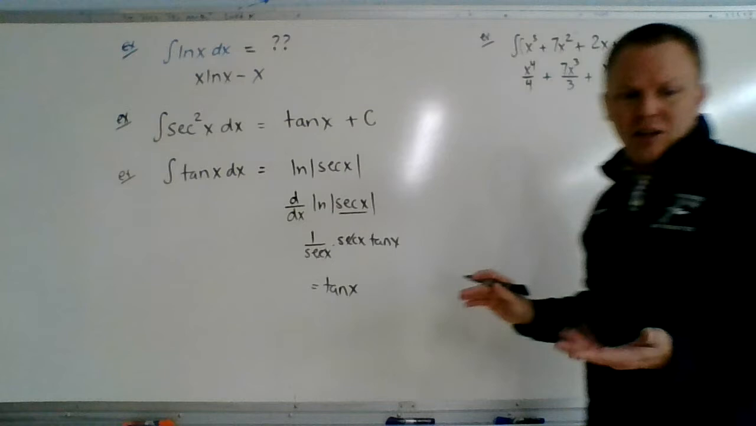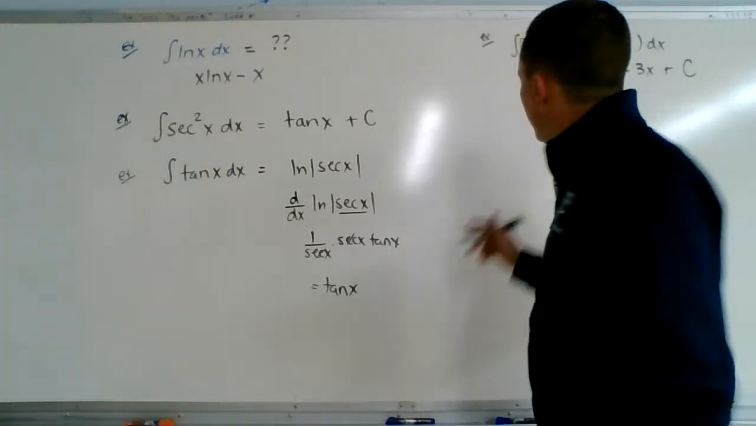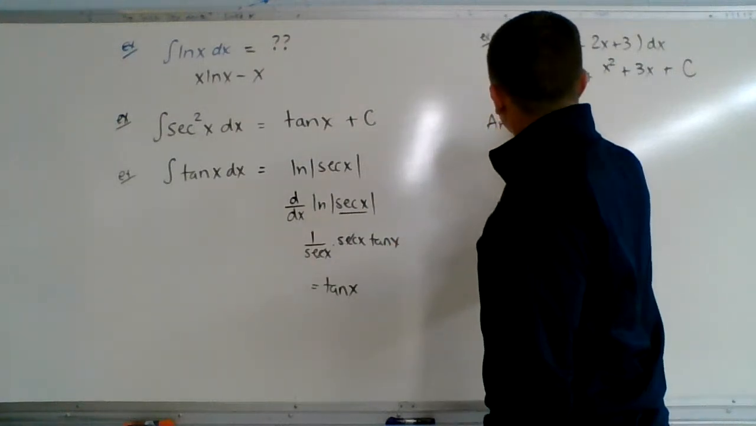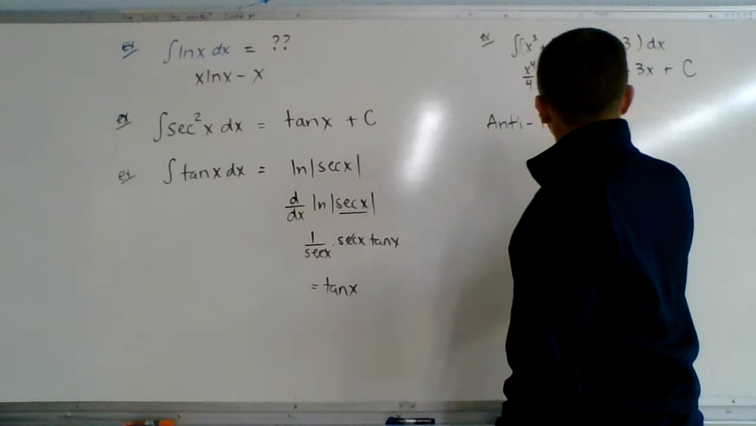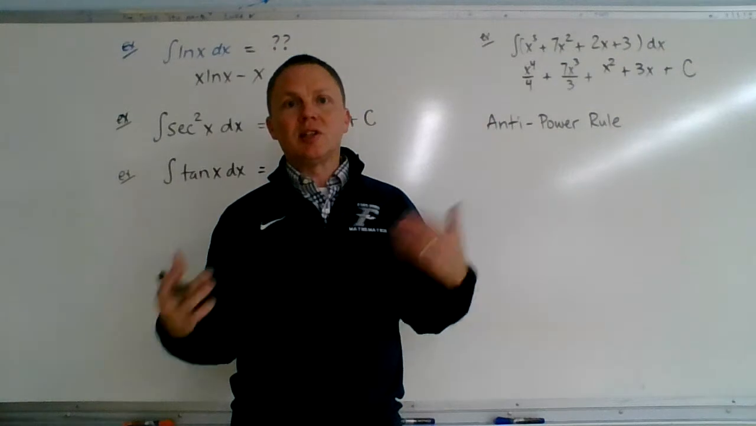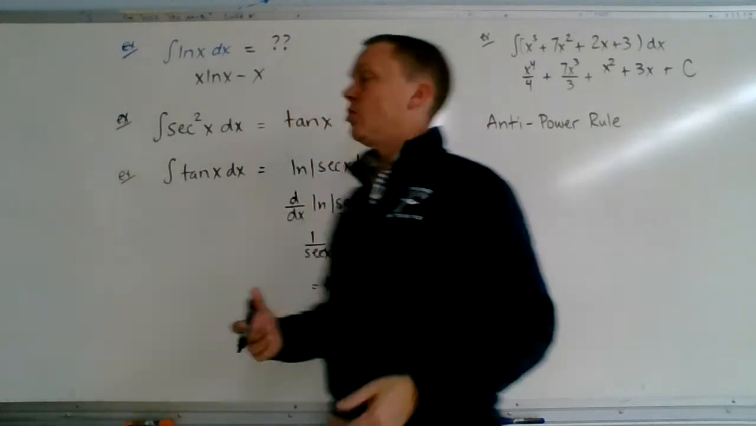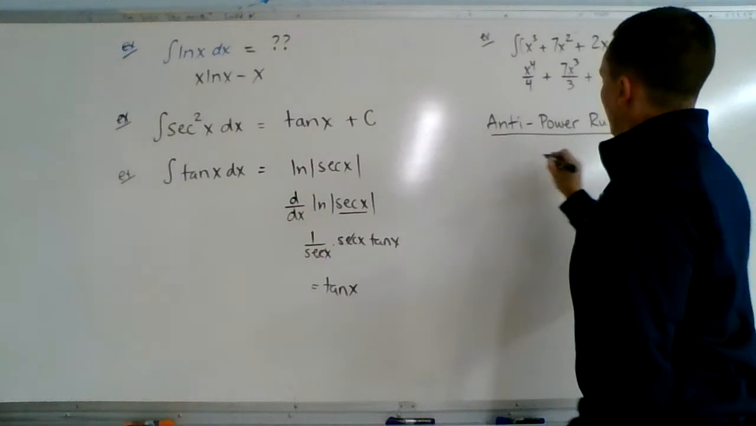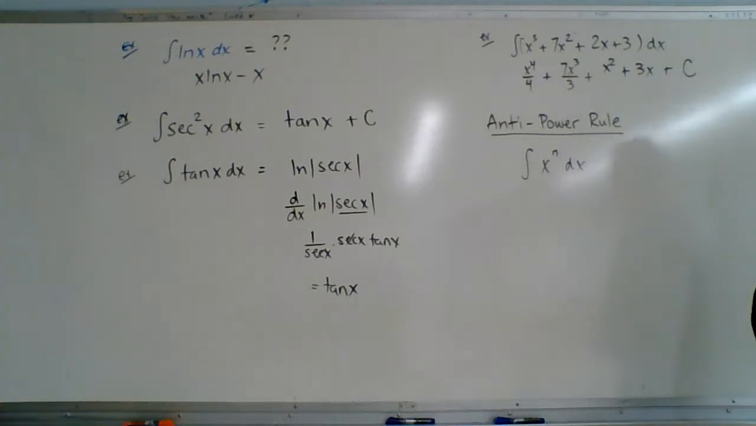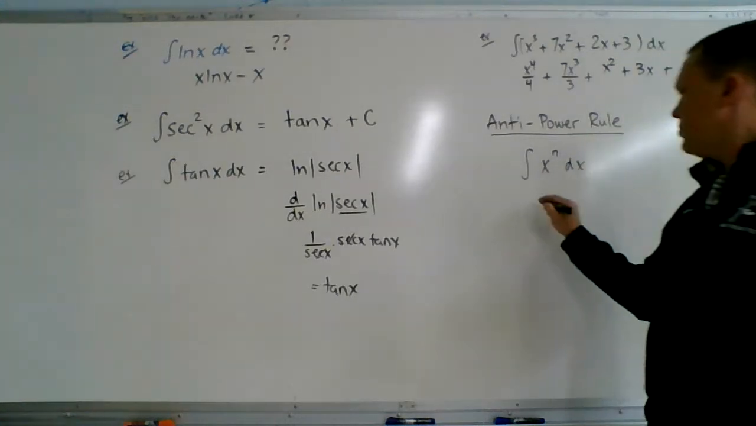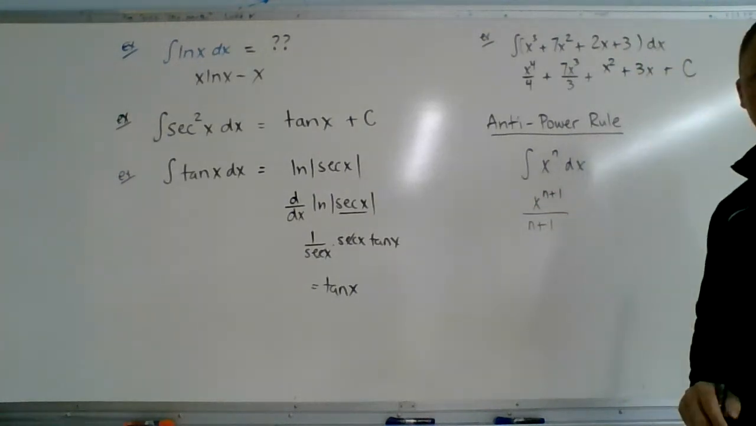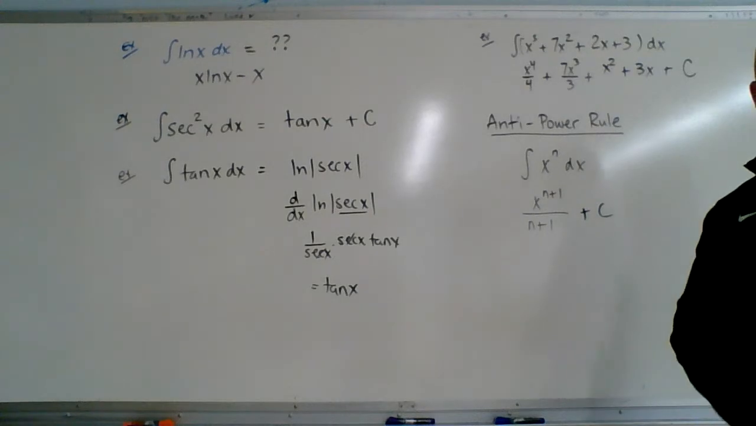So there we go. So could we generalize this dividing thing? Let's call this the anti-power rule. Remember the power rule for derivatives? The power rule for derivatives was the derivative of x to the n was n x to the n minus 1. So what if we go backwards? The anti-power rule. What's the antiderivative of x to the n? Well, it's x to the n plus 1 divided by n plus 1 plus C, okay?